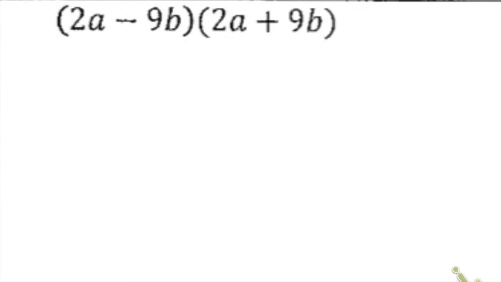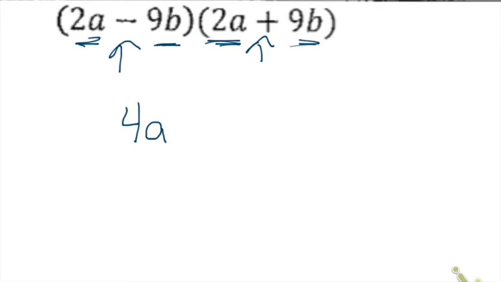Again, hopefully recognizing that pattern in the second warm-up, where we have our difference of squares, same first term, same second term, opposite signs. So 2a squared is going to give you 4a squared minus, because it's difference of squares, and then that's 81b squared.